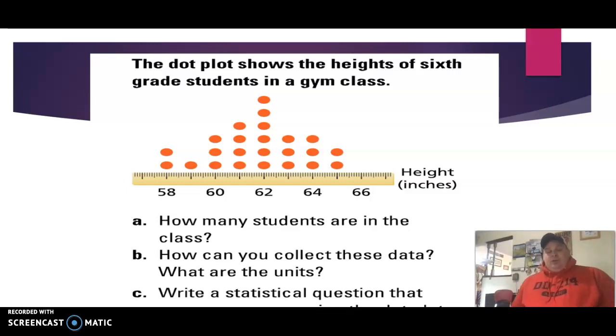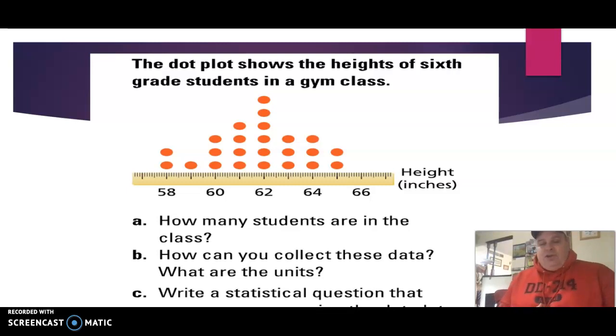I appreciate you answering those questions. How many students are in this class? Well, you would go ahead and count the dots. 1, 2, 3, 4, 5, 6, 7, 8, 9, 10, 11, 12, 13, 14, 15, 16, 17, 18, 19, 20, 21, 22, 23, 24. I came up with 24 students in this class. Okay, next thing you do, how do you collect this data? Well, very simple. You can measure yourselves. And what is our unit? That would be height in inches.